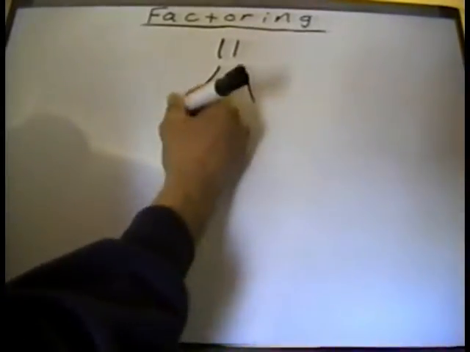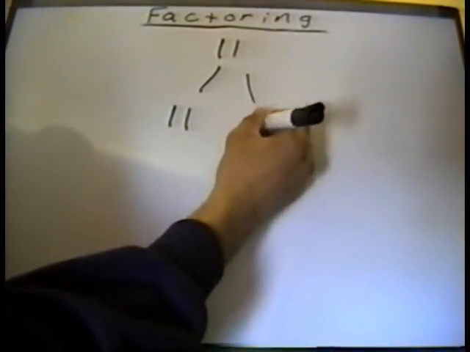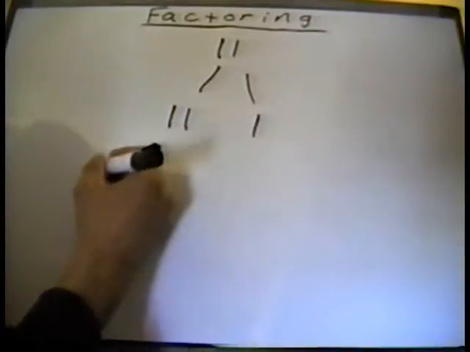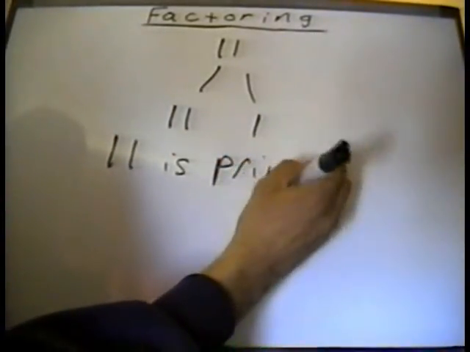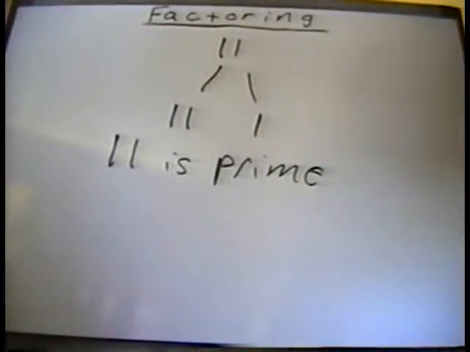Now if we tried 11, 11 is our next prime number. Only evenly divisible by itself and 1. Okay? 11 is a prime number.